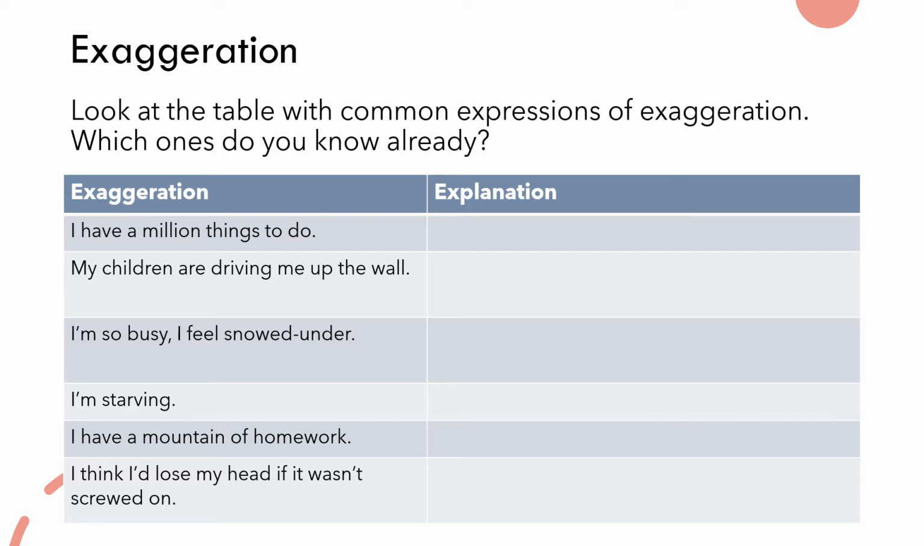So if you have a look at the first one, I have a million things to do. That was the one that we looked at on the previous slide. And we know clearly from that that the speaker has a lot of things to do. If you think back to that previous picture, he had things like stress, he had deadlines, work and things like that. That was all kind of building up. So he said he had a million things to do, which of course is over exaggerating. He's making out that he has a lot of things to do and it's causing him a lot of stress and anxiety. My children are driving me up the wall.